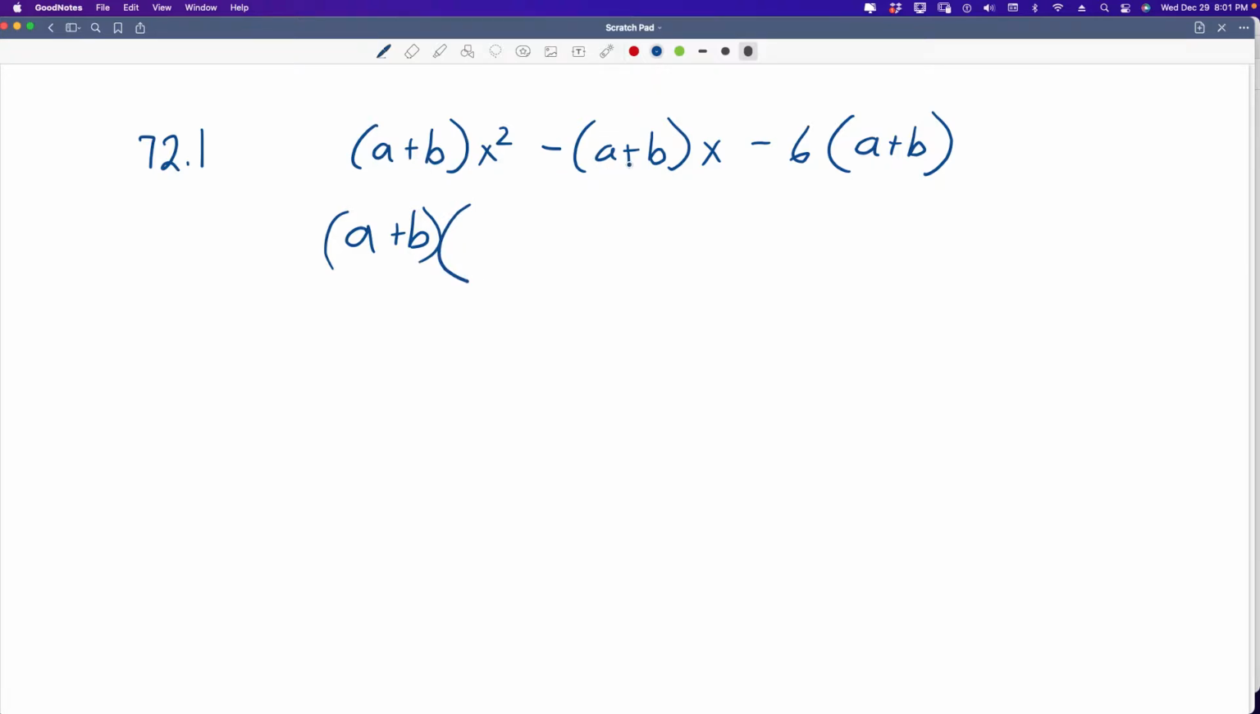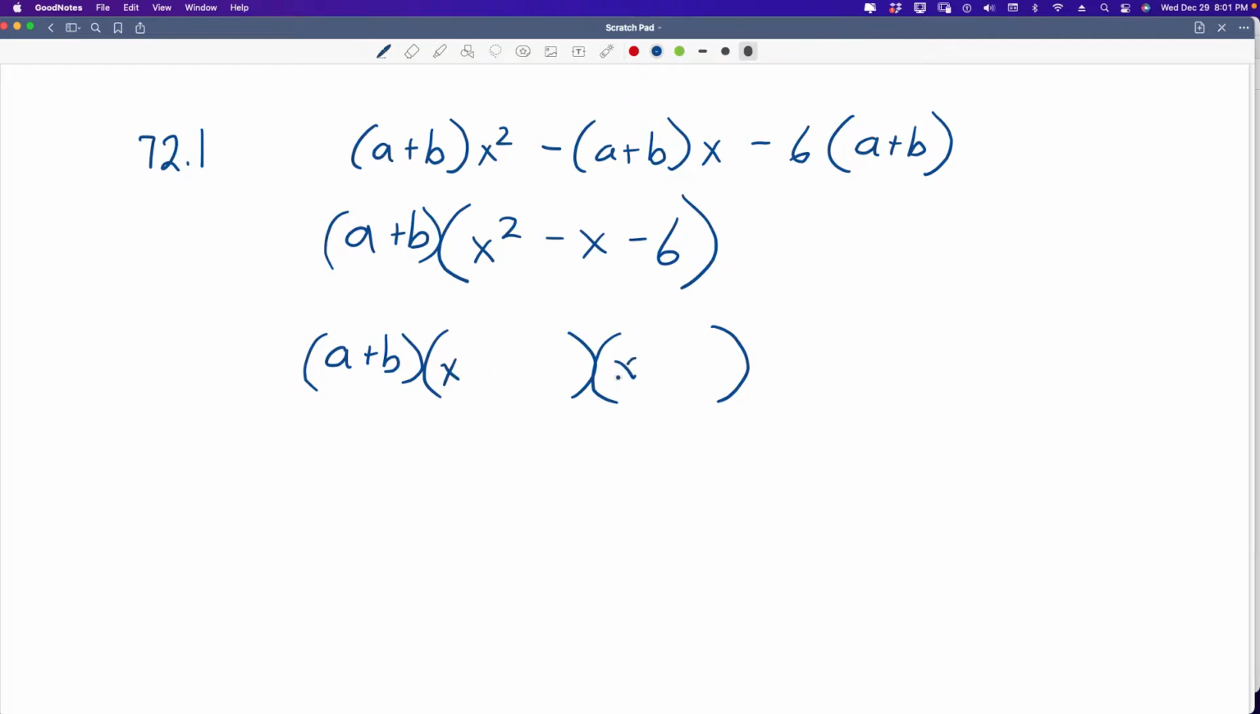times, we factor it out of each one of these, and whatever's left behind becomes our trinomial: x squared minus x minus 6. How simple was that, right? And we've already got it in descending order, so now we can factor this. So we say a plus b, and then we create our pair of parentheses.